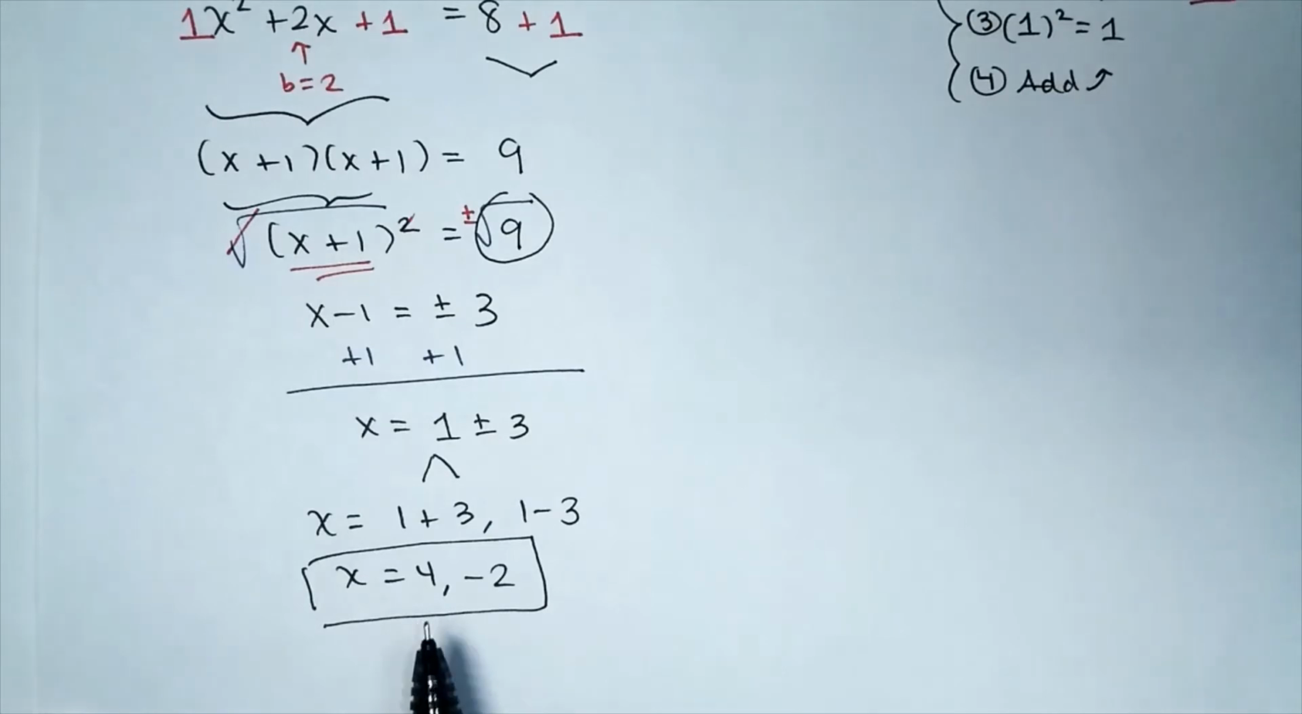So I want to point out the following. Our answers are rational, so if we had solved by factoring, we would have gotten 4 and negative 2. Let me say it again. Our answers are rational, meaning we could have solved by factoring if we wanted to, if we had the green light to do so. In this case, we had no choice. We had to solve by completing the square or else.